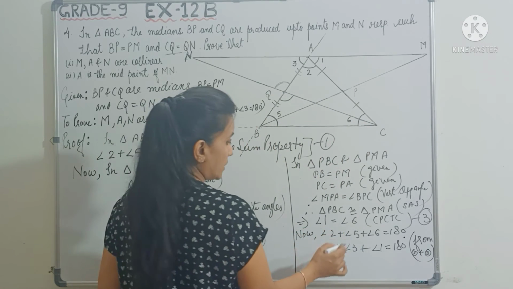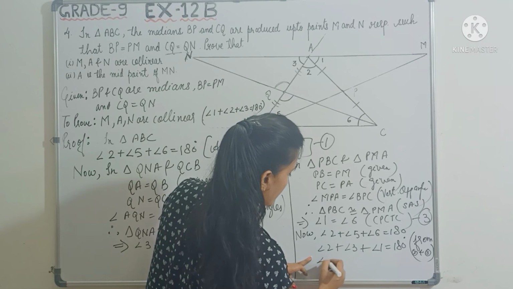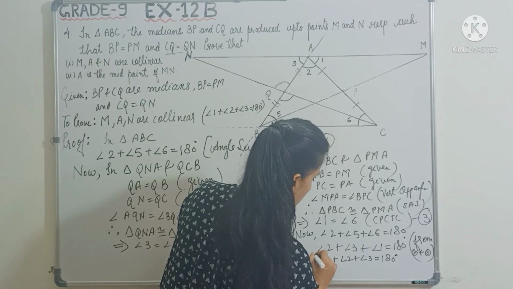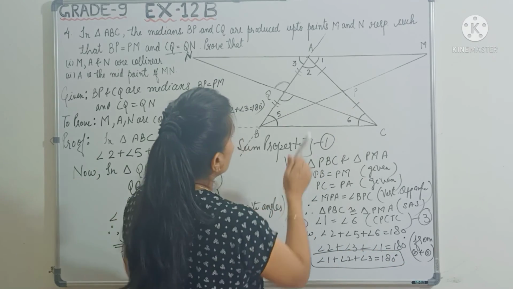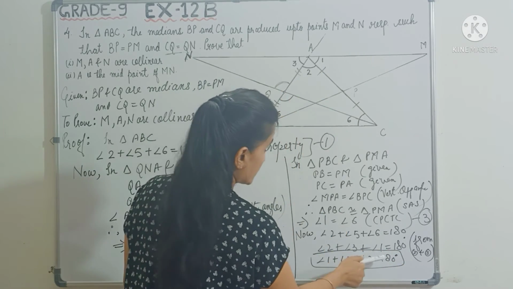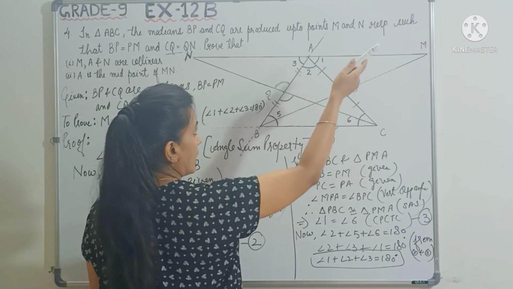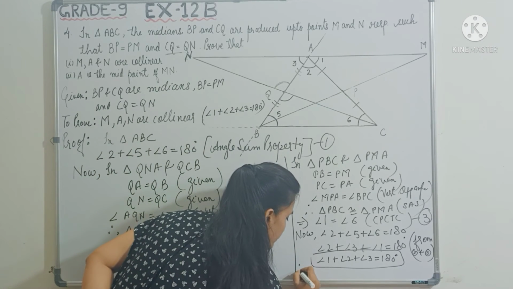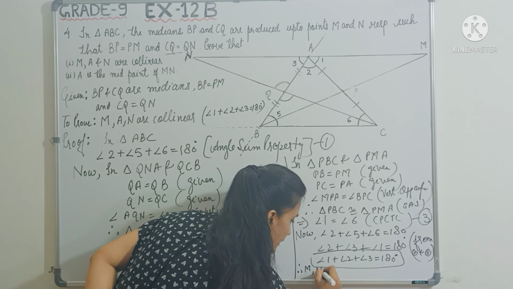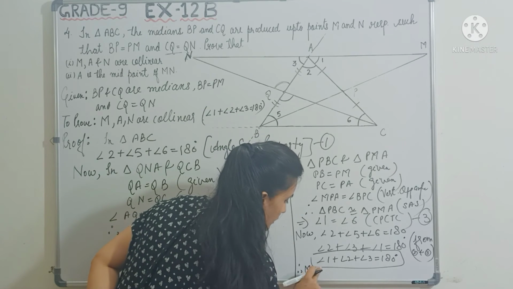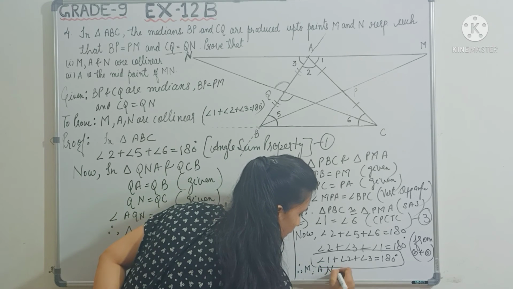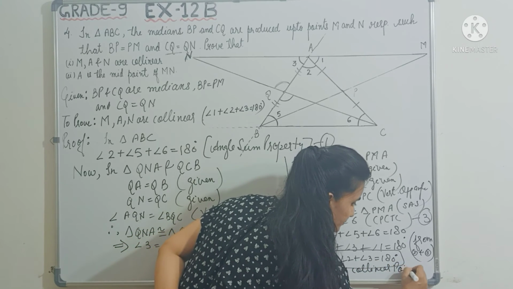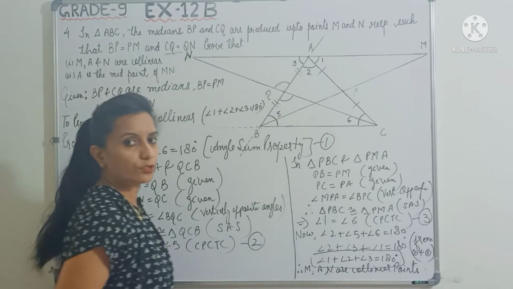So we got angle, basically this you can write in the sequence, angle 1 plus angle 2 plus angle 3 is equal to 180 degrees. Right? You got this relation. Angle 1 plus angle 2 plus angle 3 is 180 degrees. This implies, therefore, points M, A, N are collinear points. So I hope it is clear to everyone.